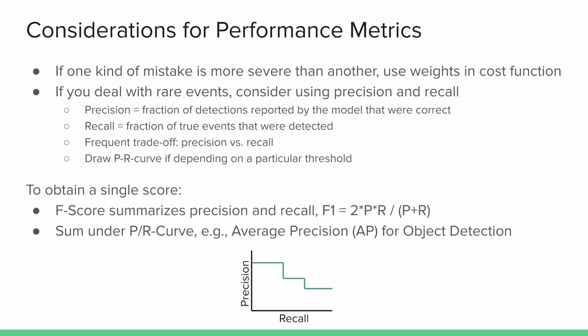One thing that goes into this idea of summing the values under the curve is the average precision if you're using object detection. And it's basically the idea that you're summing the curve under this precision recall thing for each class.